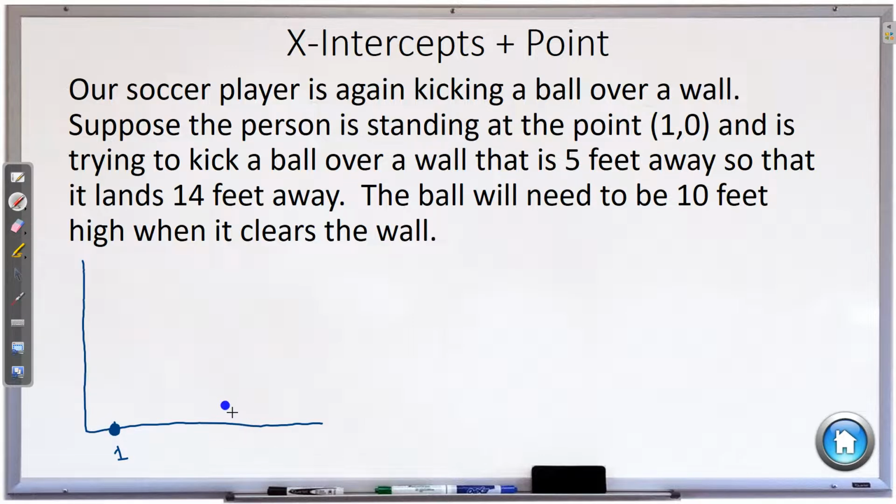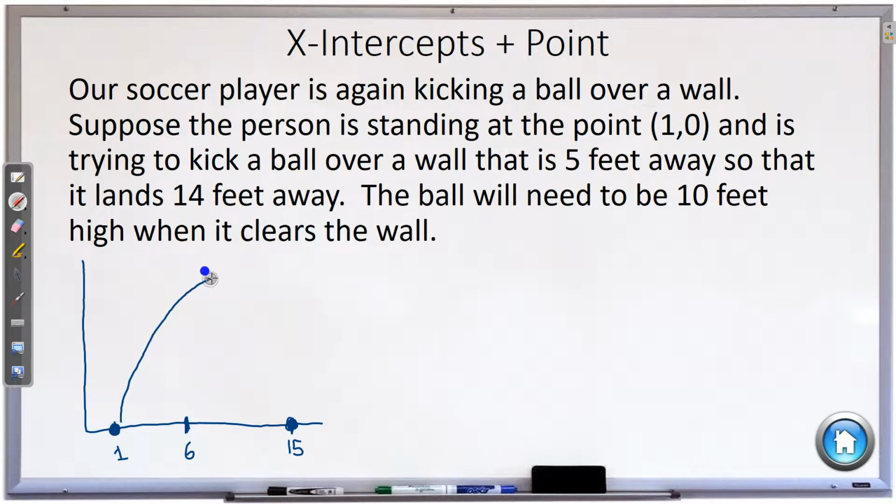And we're trying to kick a ball over a wall that is 5 feet away. So if I go over 5 feet, that would actually put me at 6. And so that it lands 14 feet away. So if we start at 1 and we go 14 feet away, that would make us landing at the point 15. Now hopefully you can see that 6 is not actually in the middle between 1 and 15. So the middle is going to be right about here-ish.